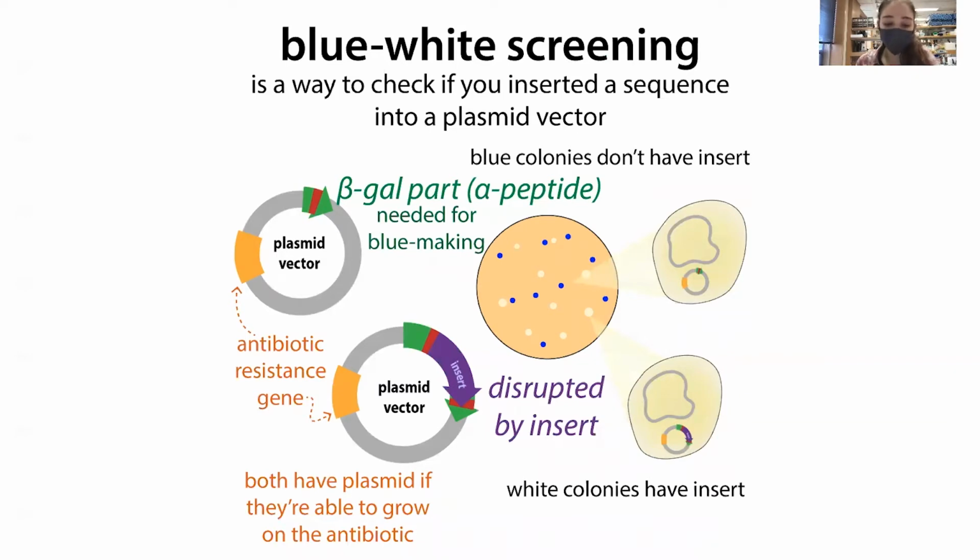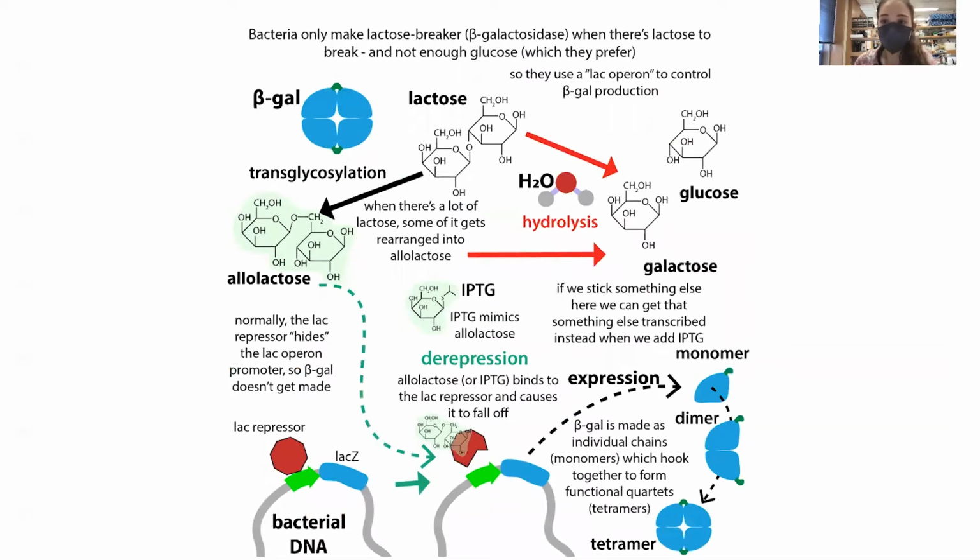How all this works is it's taking advantage of the bacterial beta-galactosidase and lac operon system. Beta-galactosidase is this enzyme, this reaction speeder upper, that bacteria can use to break down the sugar lactose. They can use beta-galactosidase to hydrolyze, or use water to split, lactose into its component monomers, galactose and glucose.